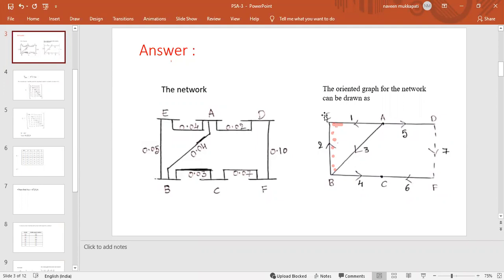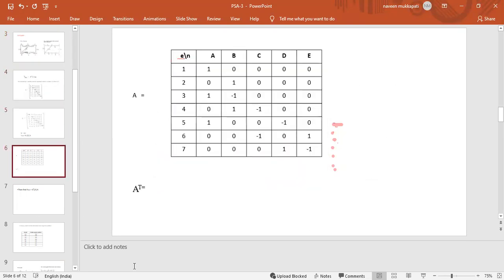In the A matrix, the reference node is removed. Next, how will we find the A matrix? First of all, we are taking the elements and also the nodes. This is the elements and this is the nodes.